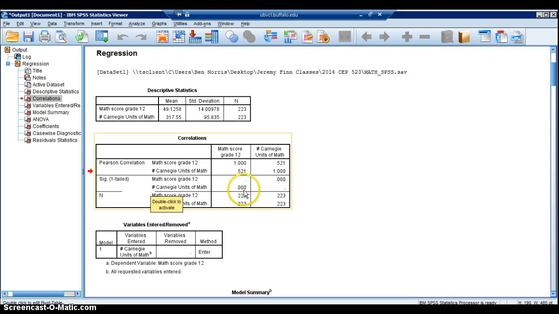Now obviously in this case, because it's 0.000, you multiply that by 2, it's still going to be 0.000. It's going to be significant any way you look at it.